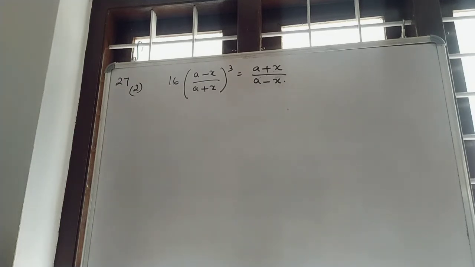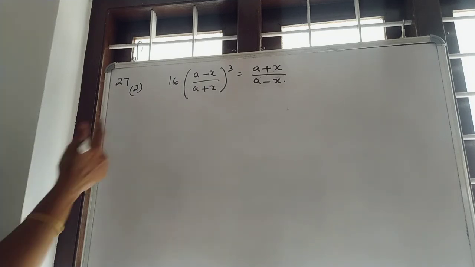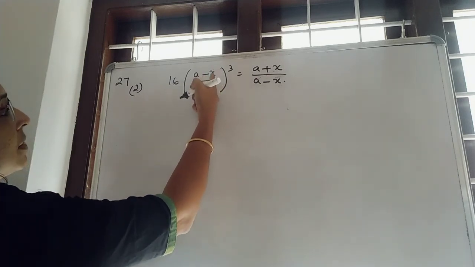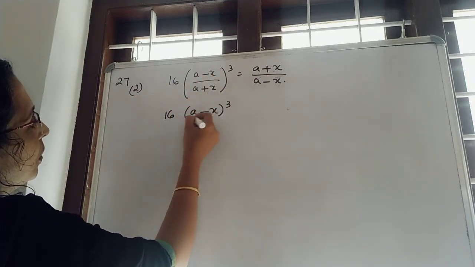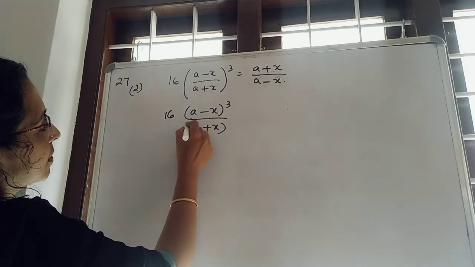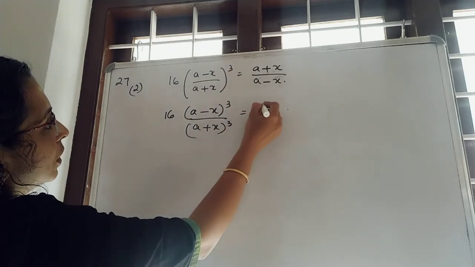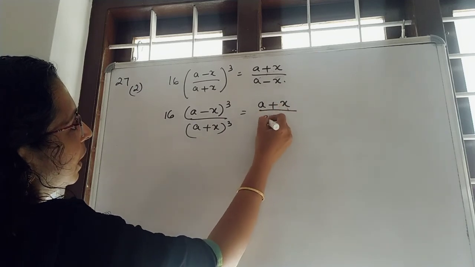16 into (a minus x divided by a plus x) the whole cube is equal to (a plus x divided by a minus x). So, this cube is common for both a minus x and a plus x, so we can split that. (a minus x) the whole cube divided by (a plus x) the whole cube, that cube is common for both, equal to a plus x divided by a minus x.